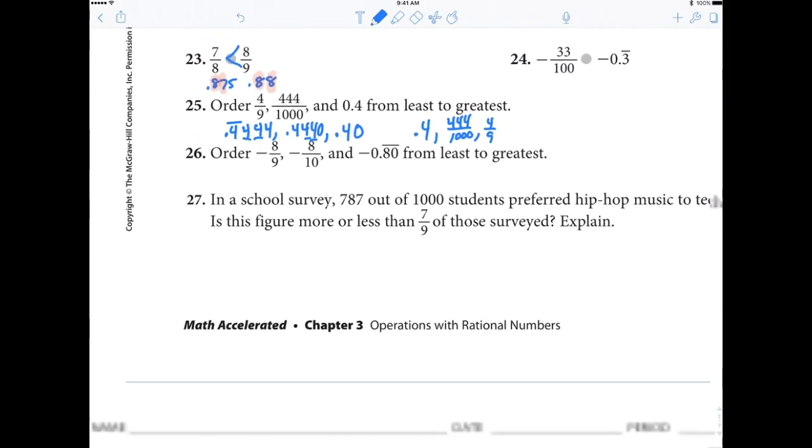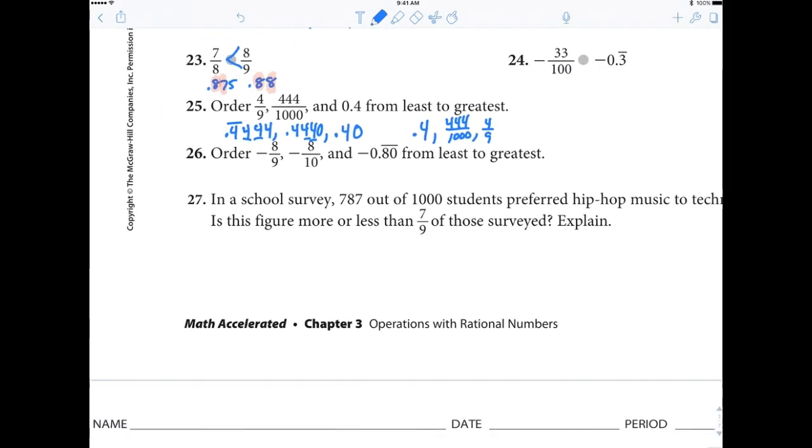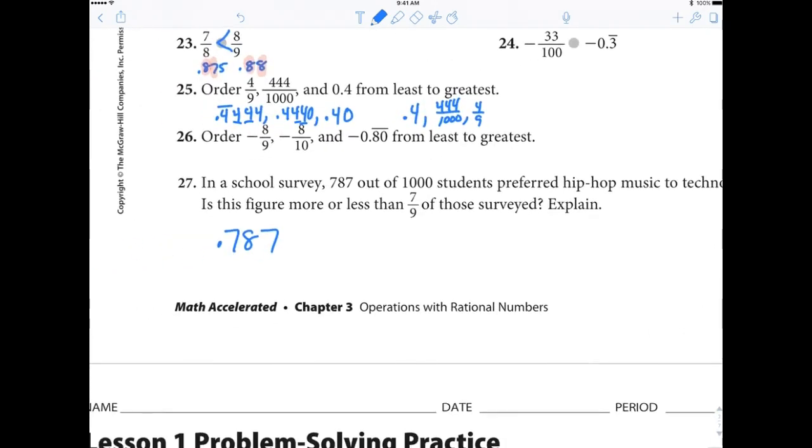All right. Now last one for me. Listen to me, please. 787 out of 1,000. So that would be 0.787. Does everybody agree with that? Yes. Is this figure more or less than 7/9? Well, 7/9 is what decimal again? 0.7 repeated, right? So what would be the second digit for this 0.7 repeated? 7. So now we're looking, which one's bigger? The 0.787. Yes, guys, you're brilliant.